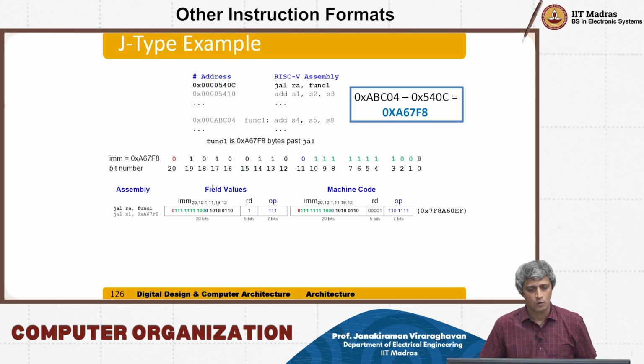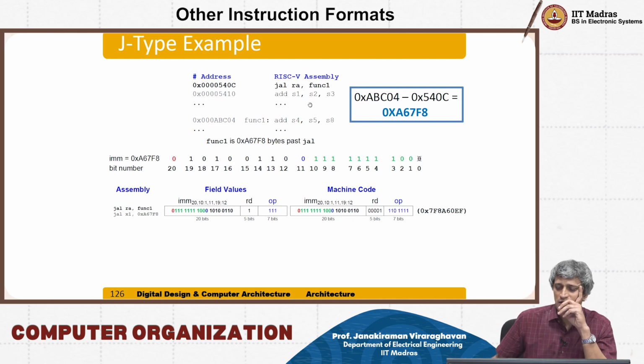So again, what are you going to do here? You are going to say JAL, jump and link, RA comma function 1. Okay, so let us look at what you want to do here. You have encoded immediate data 0xA6F8. Okay, so the 20 bits are encoded like this, and they are color coded, and they have shown you how it is being done. So JAL x1 comma this constant that you have, right.